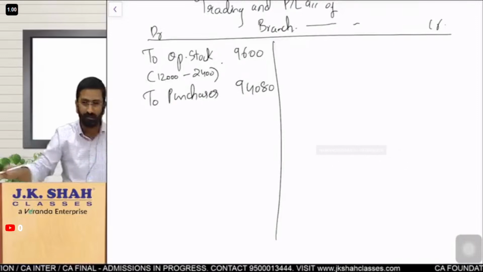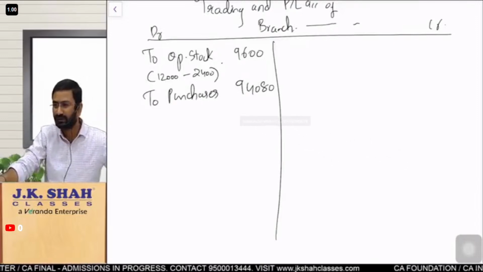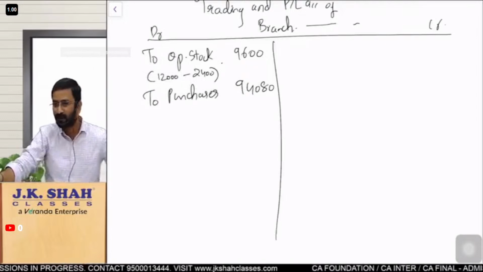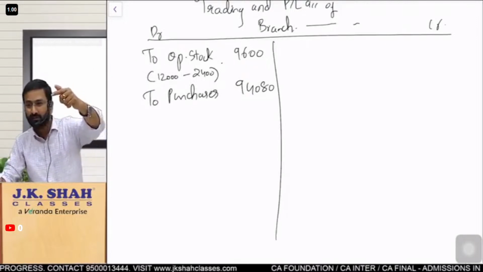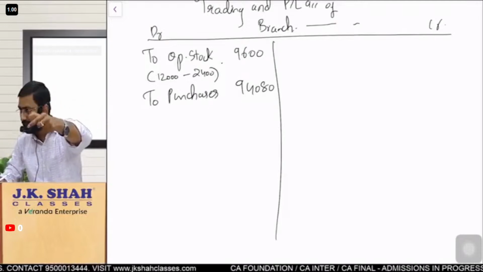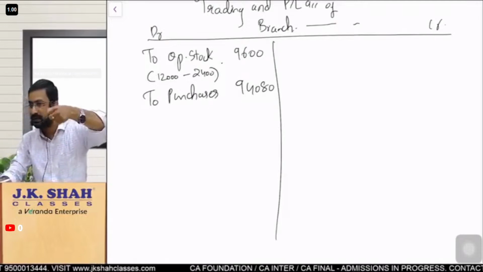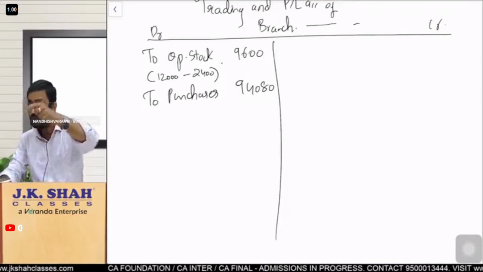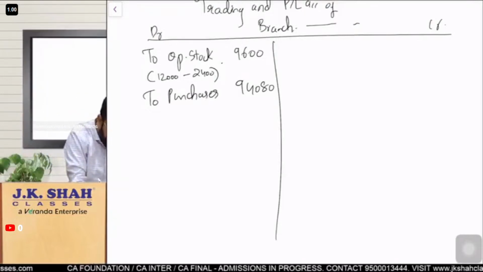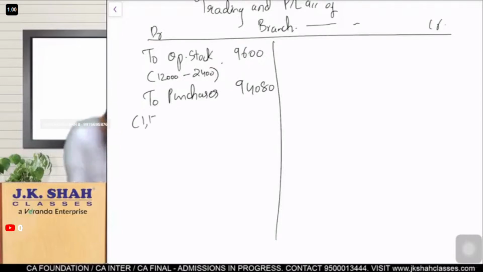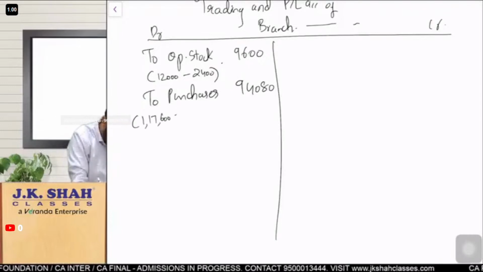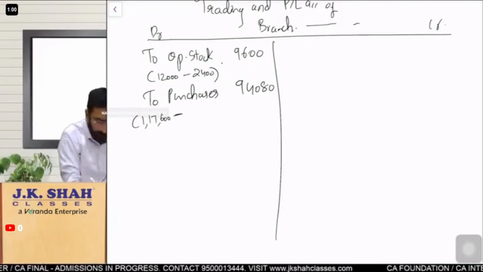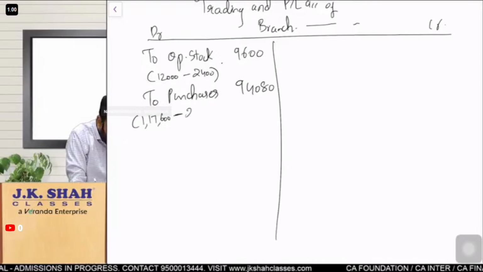94,080. You have this figure somewhere? Goods sent to branch account, net balance. Try to understand. We have sent 120,000. In that, how much has come back? Respond. 2,400, if you remember. So the net goods sent to branch was 117,600. In that, some loading was there, no? 23-something on the credit side of the branch account.